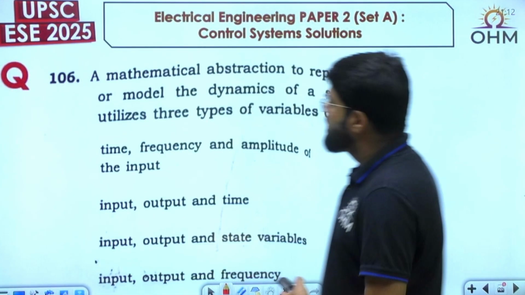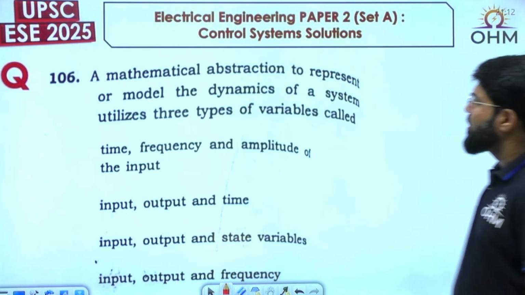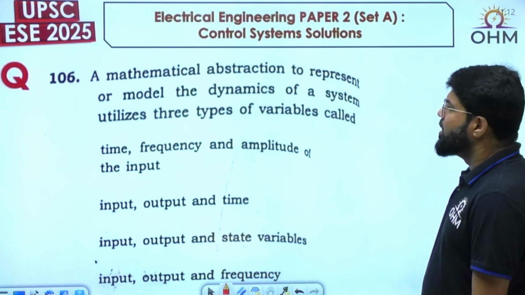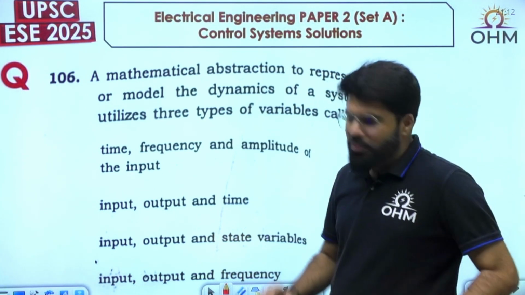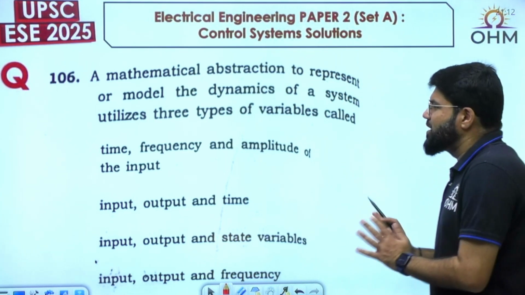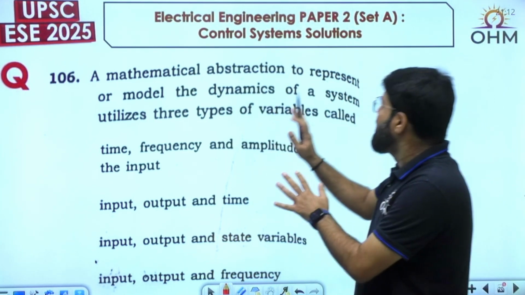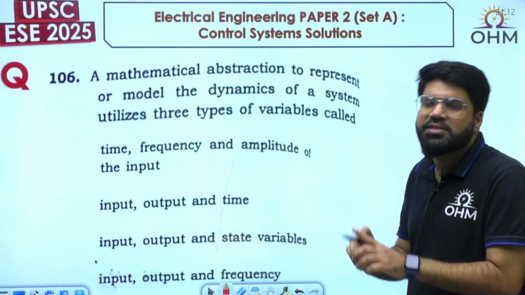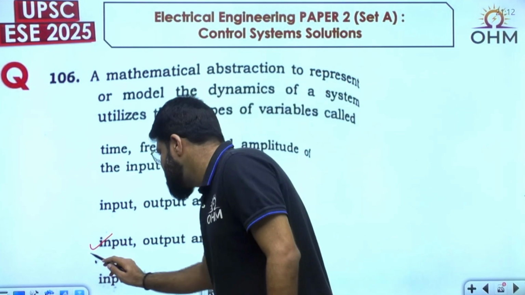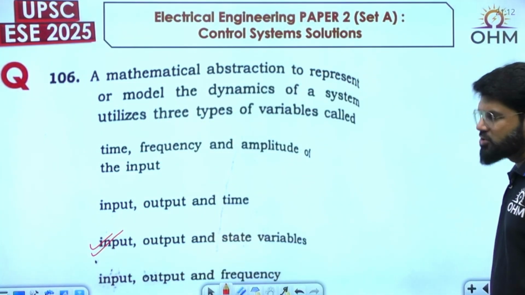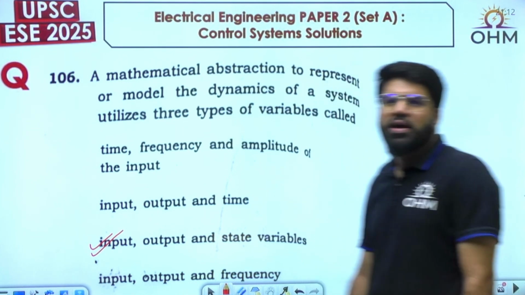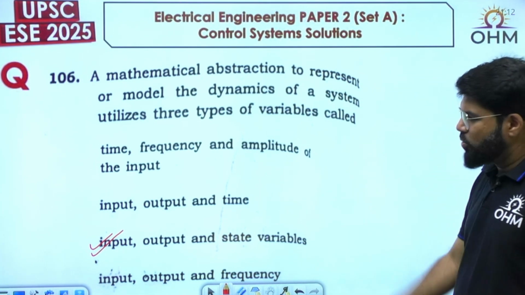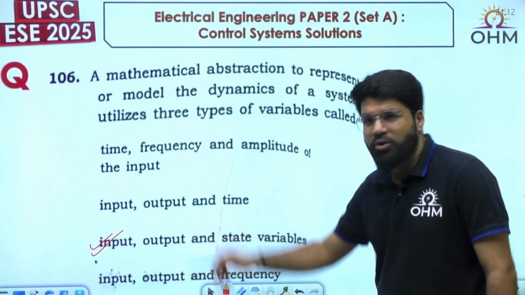Right? A mathematical abstraction to represent or model the dynamics of a system utilizes three types of variables called as what? Okay, called as what? Okay, so now you can just look into the options and decide what do you need to study or to represent any system. Okay, the input, the output, and the internal state of the system, which is represented by the knowledge of state variables. By the knowledge of the state variables. Correct? Okay, this is what it is. Okay, to explain the complete dynamics of the system. Okay, next, what input you applied, how the state is modified, and what is the final output you get.